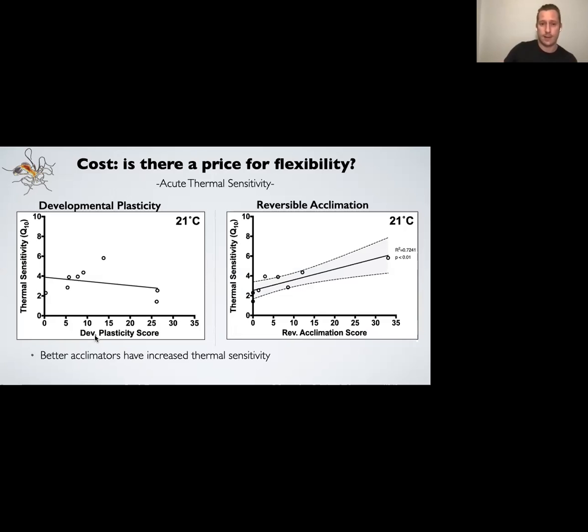So I found no evidence of a trade-off here with developmental plasticity, but what we see is this really nice trend, again, with reversible acclimation, where individuals that have higher capacity to acclimate also have higher thermal sensitivity, which isn't necessarily a good thing.